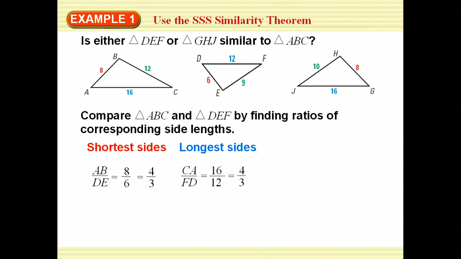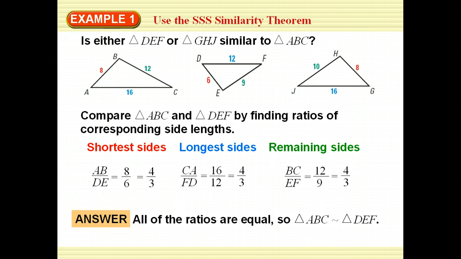Then I'll go with the longest sides. That's going to give me 16/12, so it's also 4:3. And then the remaining side is 12/9, which is also 4:3. So if you look up there, what I did is I matched the shortest sides, the longest sides, and then the middle or remaining sides. Since all of them have ratios of 4:3, then the two triangles are similar, and I can write my similarity statement.